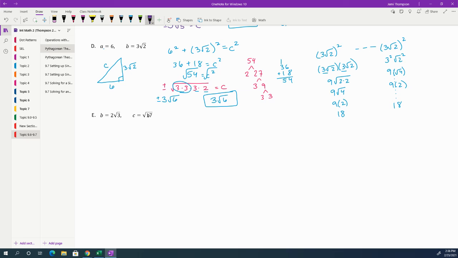I don't know what this triangle looks like. I like to draw my triangles different ways so that I can get used to seeing them in different ways. It's really easy to draw them the same every time and then maybe not expose yourself to other things. So I have 2 square root 3 and I have the square root of 17, but this is C. So I know that that must be my hypotenuse. I almost made an assumption that it was the leg. I'm given B and I'm given C, which means I'm looking for A.